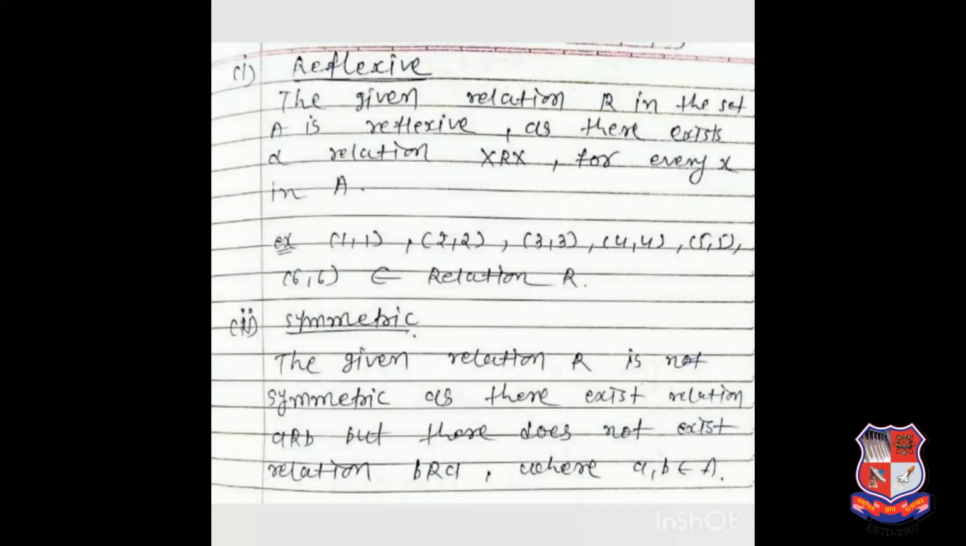Now we will check the second property, that is the symmetric property. So in the symmetric, what was the condition? Each and every element must compulsorily have a mirror image. So we will observe one by one. Suppose we take the pair (2,1). If you look in the relation R, the pair (1,2) is not here. That means if (2,1) is here, you must compulsorily have the pair (1,2).